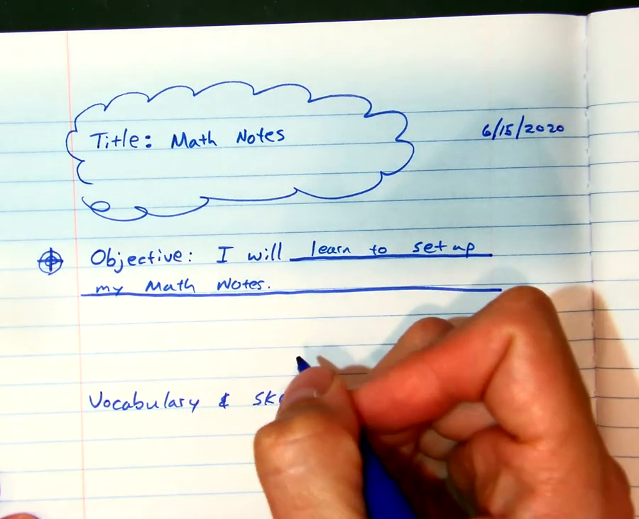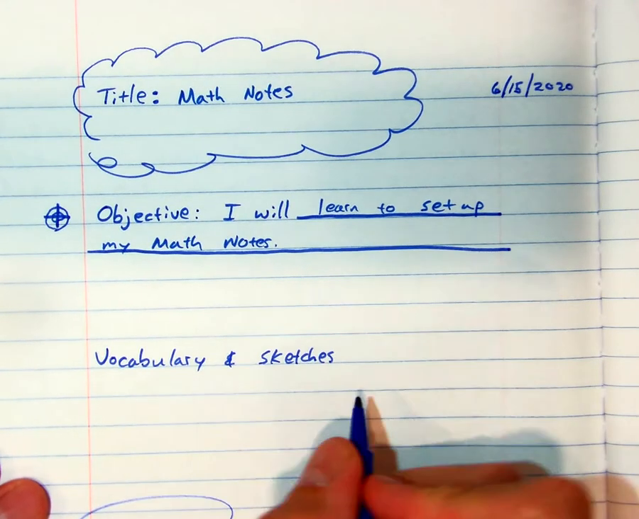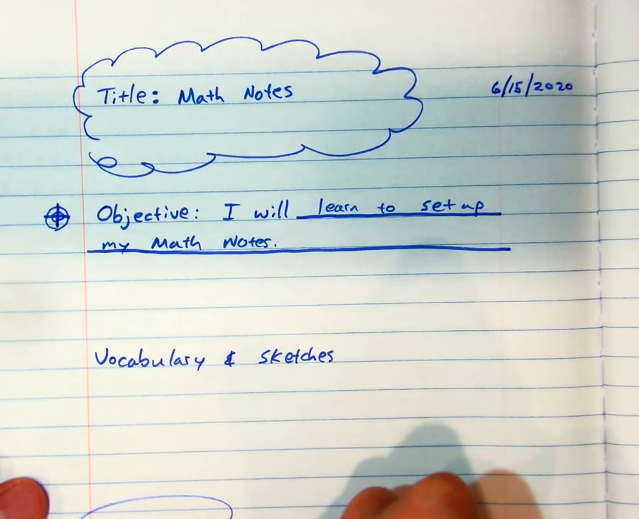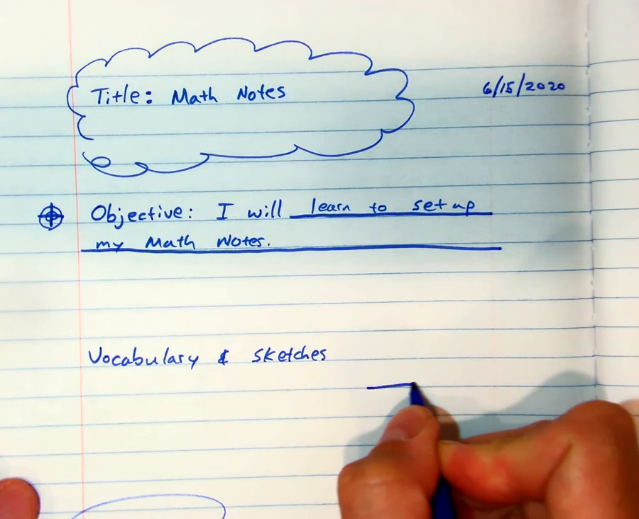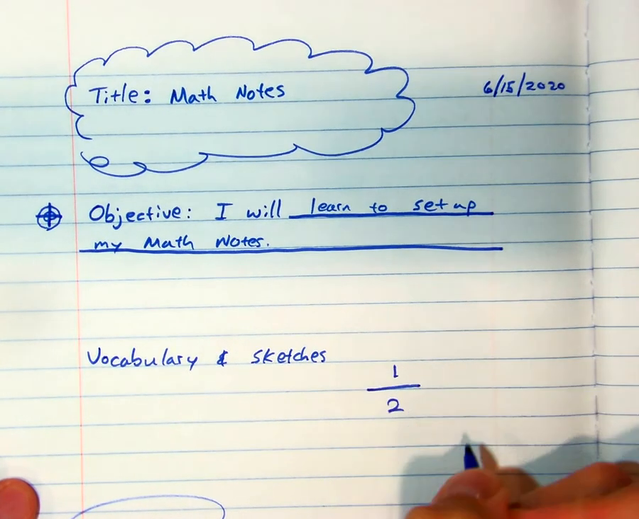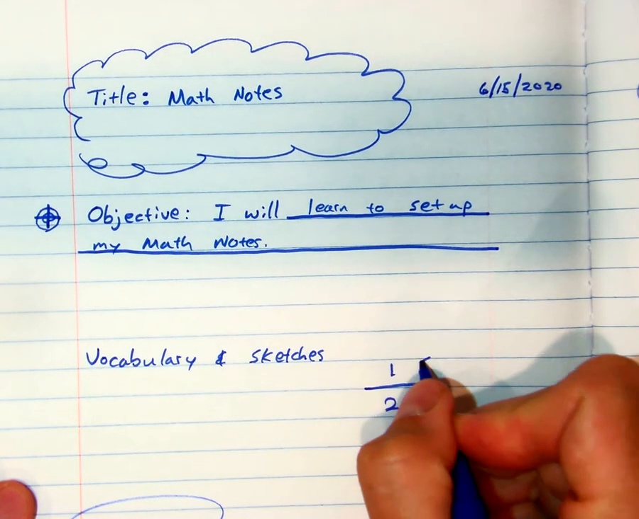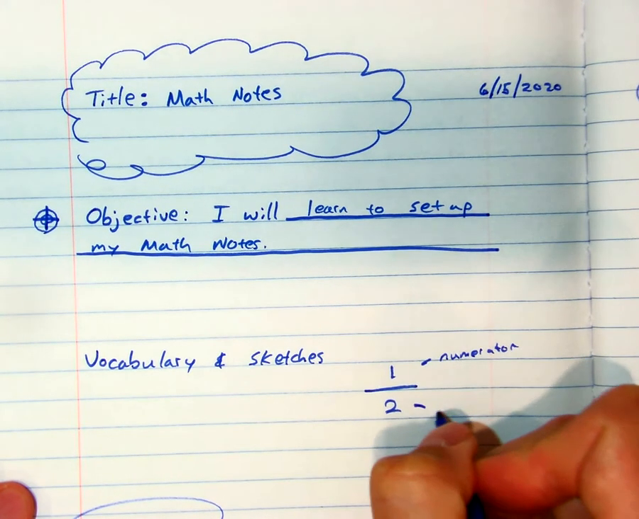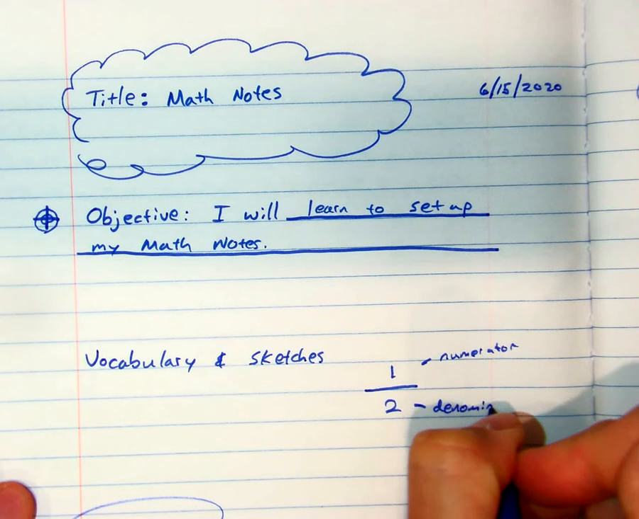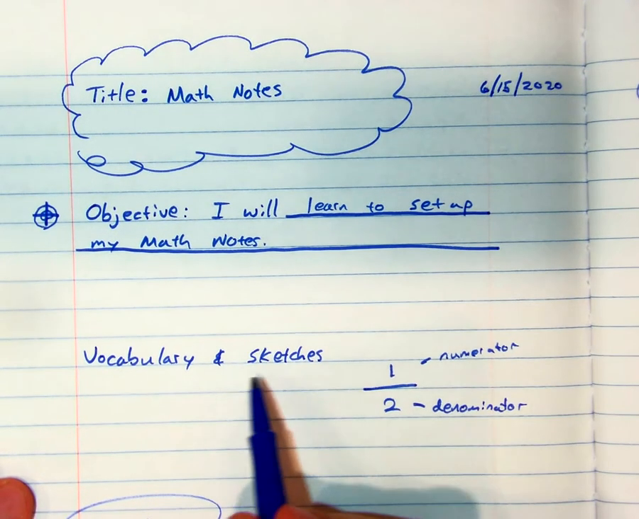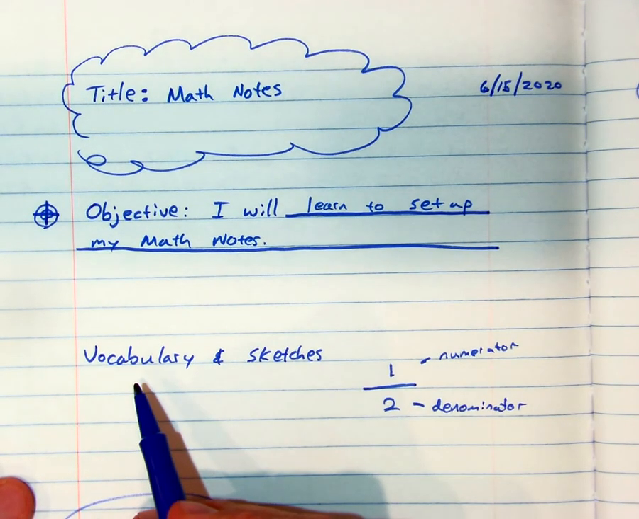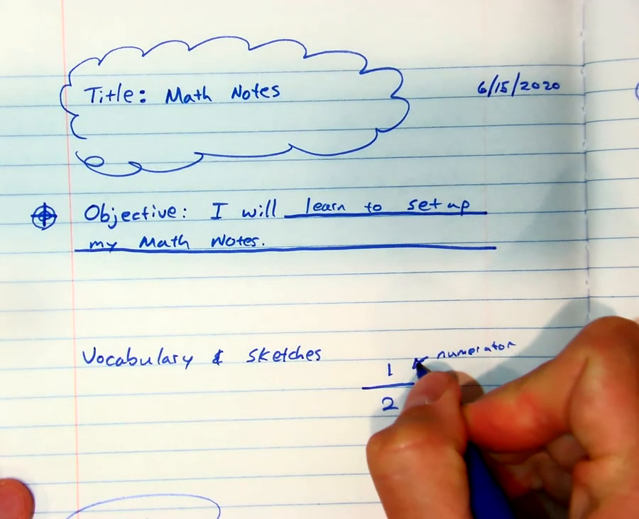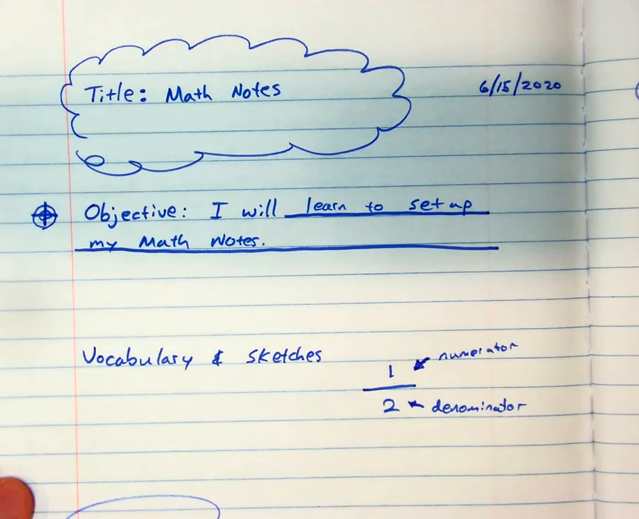Typically, after we have that math-focused objective, we will have some sort of vocabulary and sketches. If we had a lesson about geometry, I might actually draw a few things. For instance, when we're talking about fractions, which you're definitely going to see, I would model a fraction and say, this is a numerator, and this is a denominator. This is not your typical vocabulary and definition section. This is going to be something that we're going to apply. We're going to make it a little more interesting, so there will be a little bit of drawing.